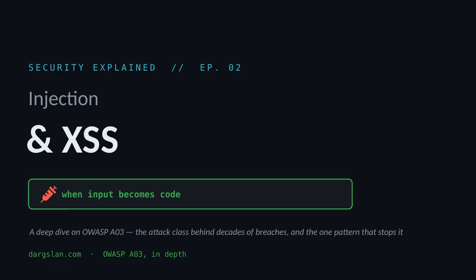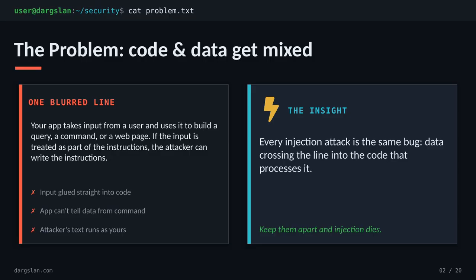Today we're digging into injection, the attack class behind decades of breaches, from classic SQL injection all the way to cross-site scripting. It all comes down to one idea: what happens when input you trusted as data quietly gets treated as code, and there's a single pattern that shuts the whole thing down. So let's start with the core problem.